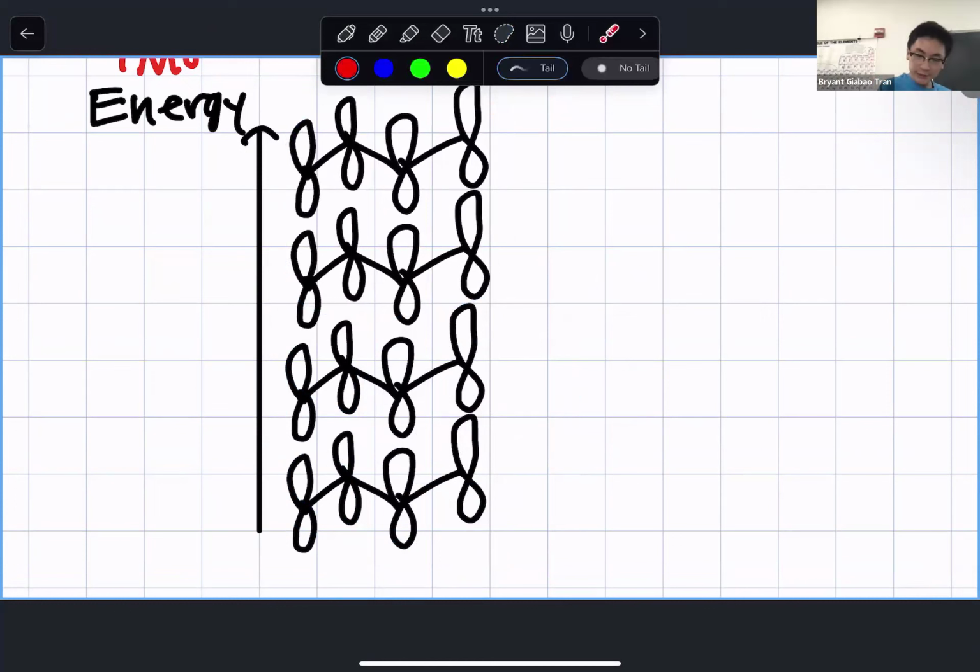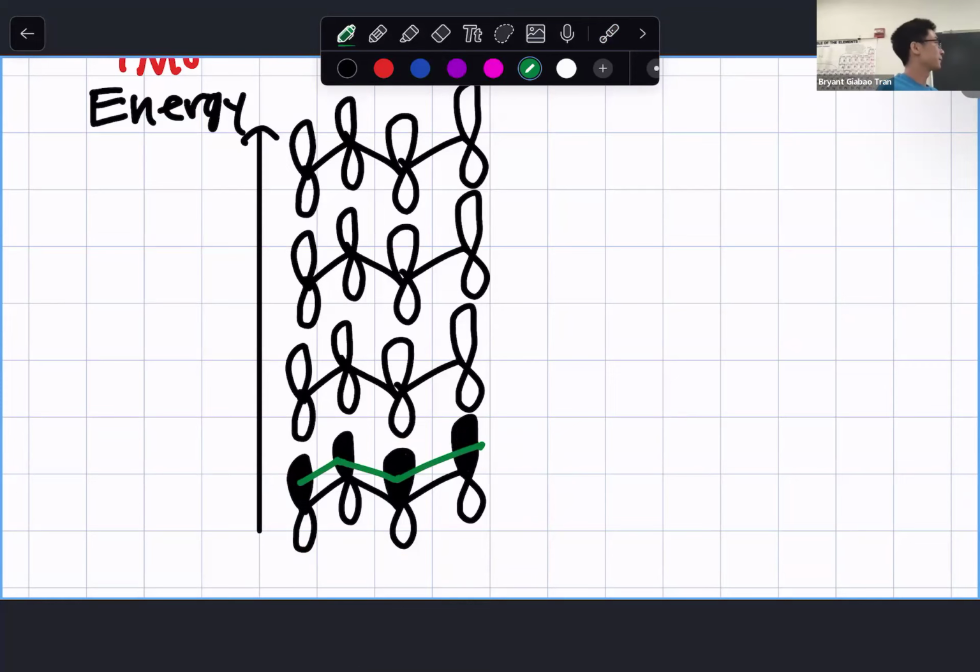The lowest energy molecular orbital would be if all of these p orbitals are aligned to each other, meaning that they are in phase with each other like this. So all the electrons are able to overlap. No nodes, right? So all of these electrons here are able to hop around each p orbital with no problem.